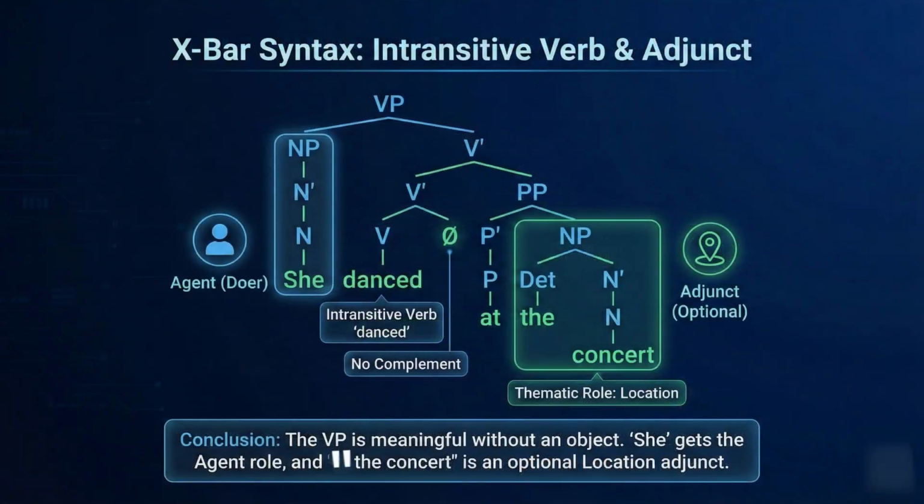Let's look at this sentence. She danced at the concert. The verb dance is intransitive, so it needs only one argument. Complement position is empty, represented by null symbol. She is the agent, the one doing the action. The phrase at the concert is extra information about location. The verb doesn't require it. So inside the VP, the noun phrase gets its thematic role, which is agent. The thematic role of the concert is location. This shows us how a VP can be meaningful even without an object.